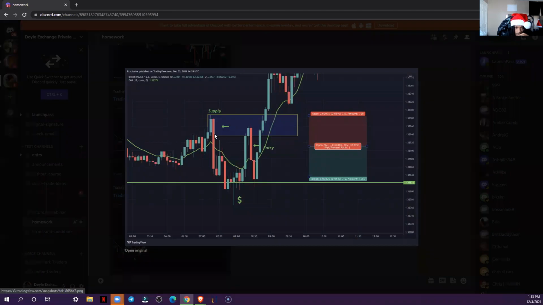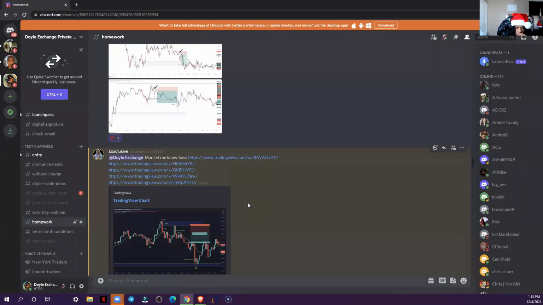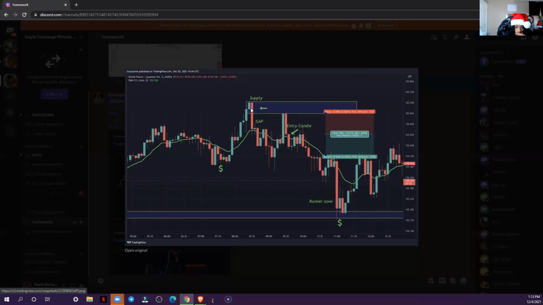Yep, this is valid. Gap right there. Then it comes back into it. Sell. He's in immediately right there. Stop loss right. Perfect. Perfect. Oh yeah, my boy, he was going crazy. Gap right there. Tap right into it. Literally tap right into it and then drop.